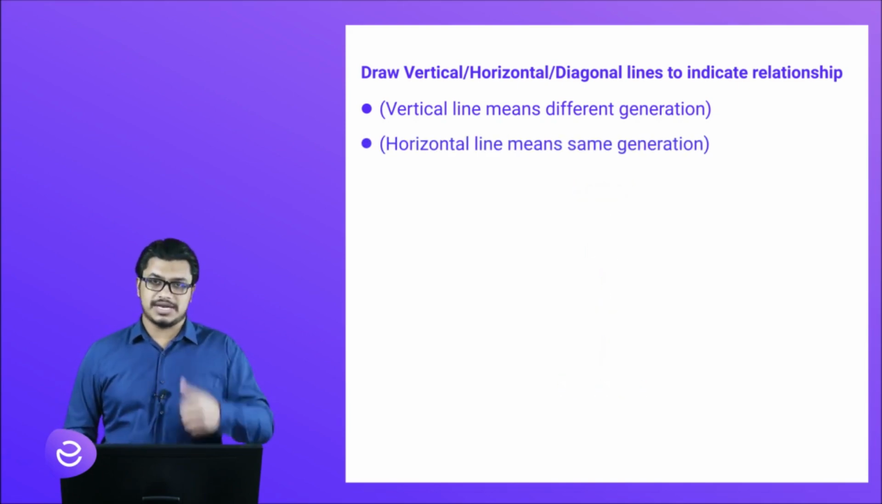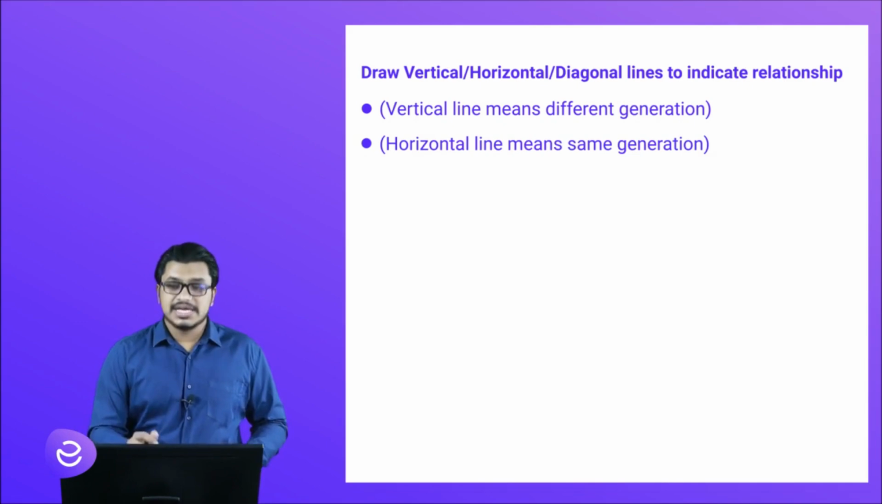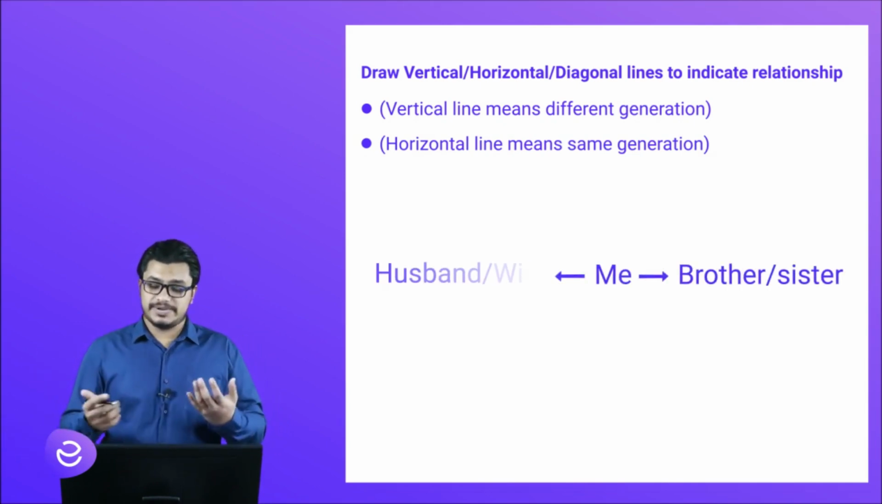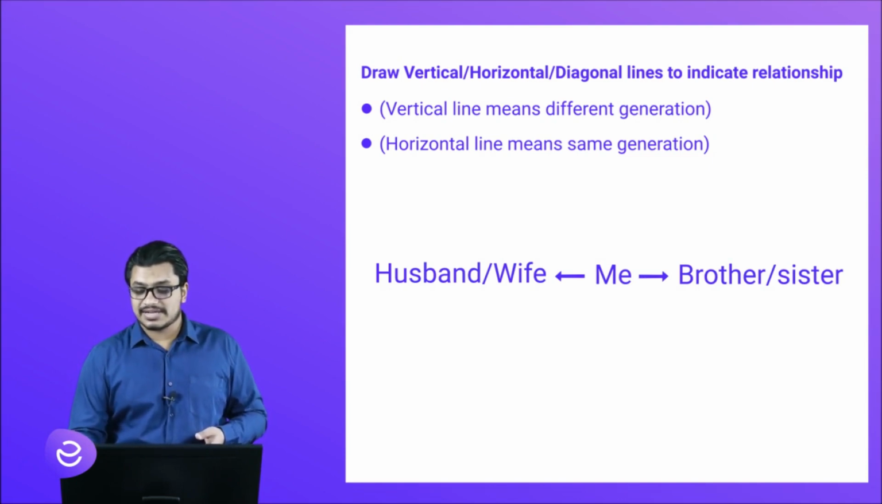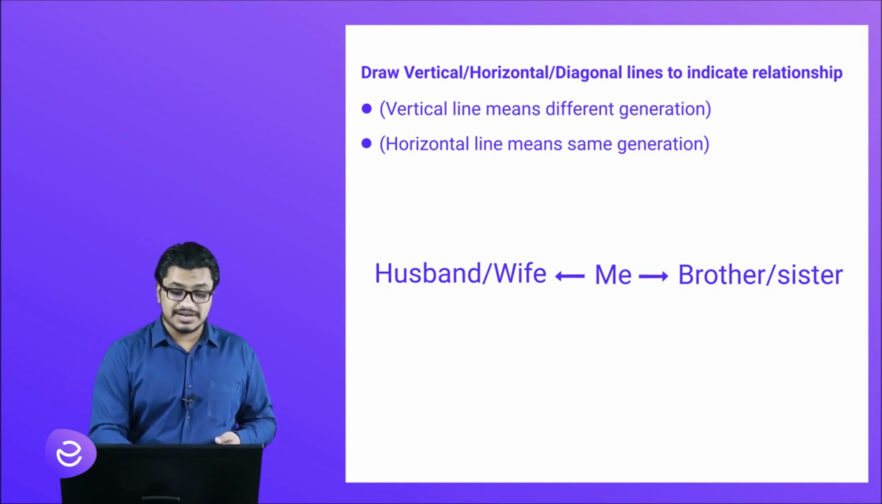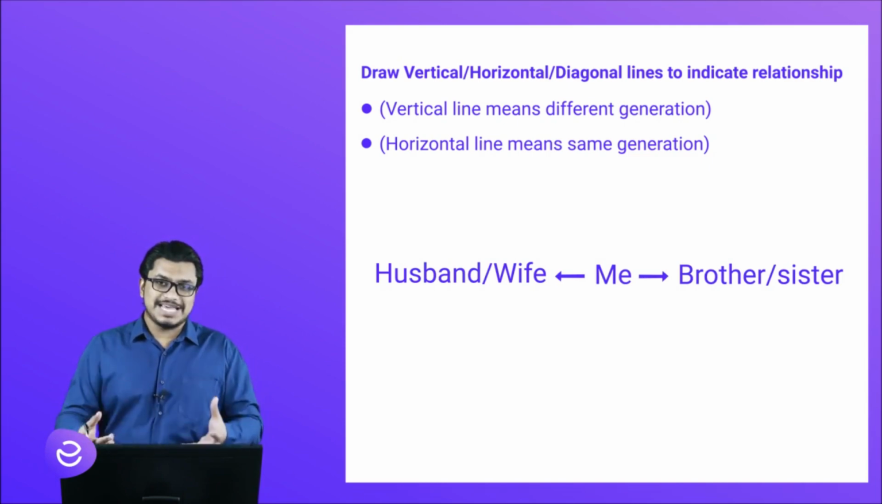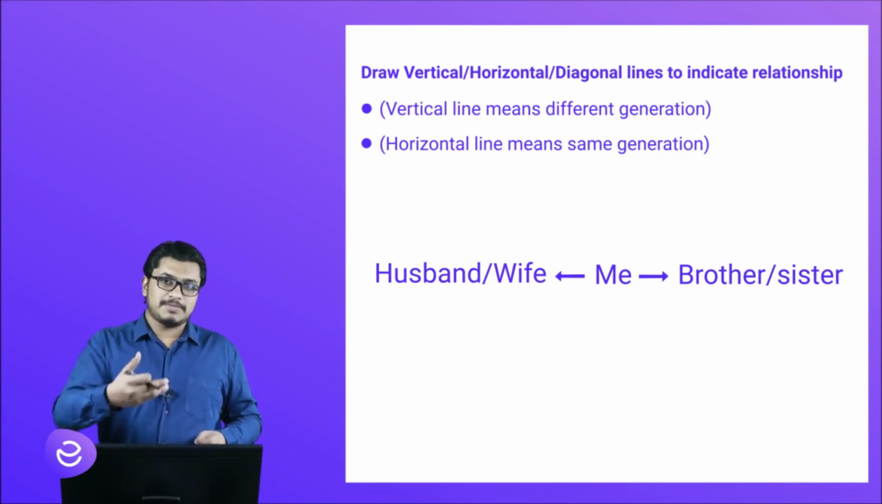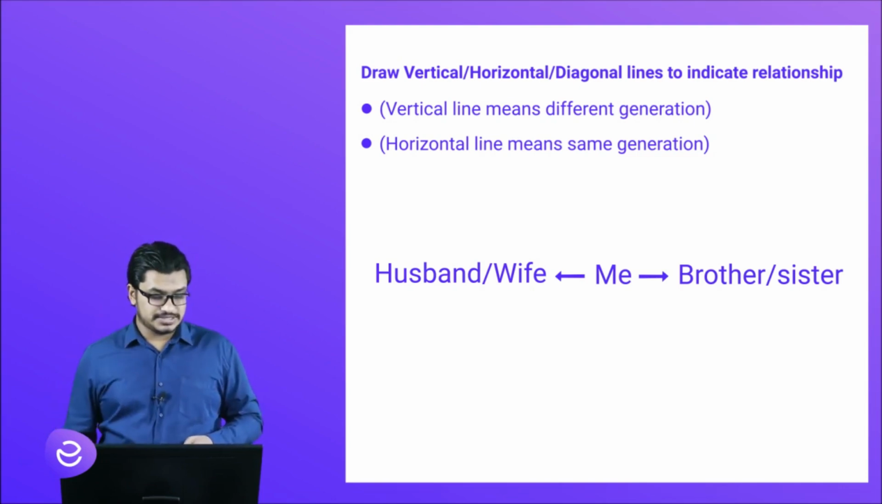Then come horizontal lines. Horizontal lines mean same generation. So brother, sister, husband, wife. These are the people who have a direct relationship with us within the same generation. So we draw horizontal lines to mark people who are in the same generation as us.